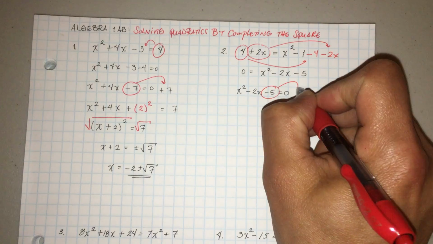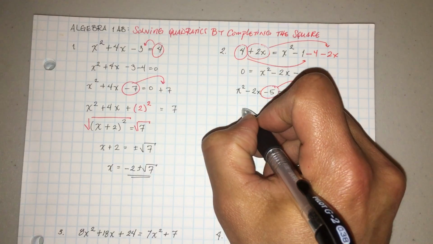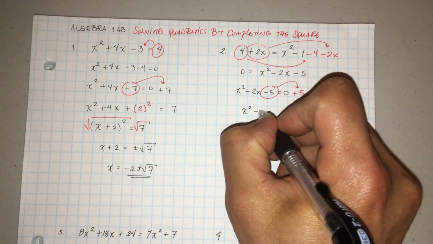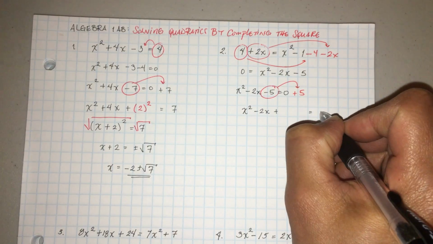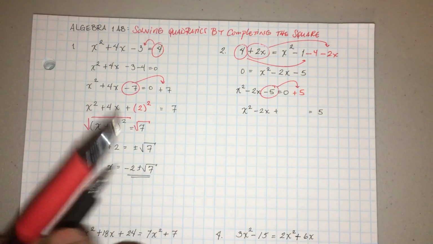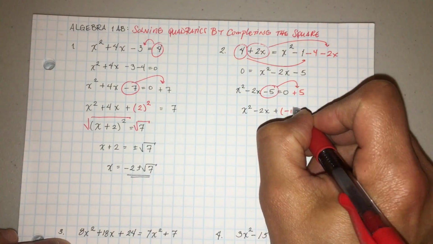So take this guy over here, it becomes a positive. Okay. And we're going to have x squared minus 2x plus, give yourself some room, and that's going to equal positive 5. And remember, half of negative 2, la mitad de negativo 2 es negativo 1 al cuadrado.